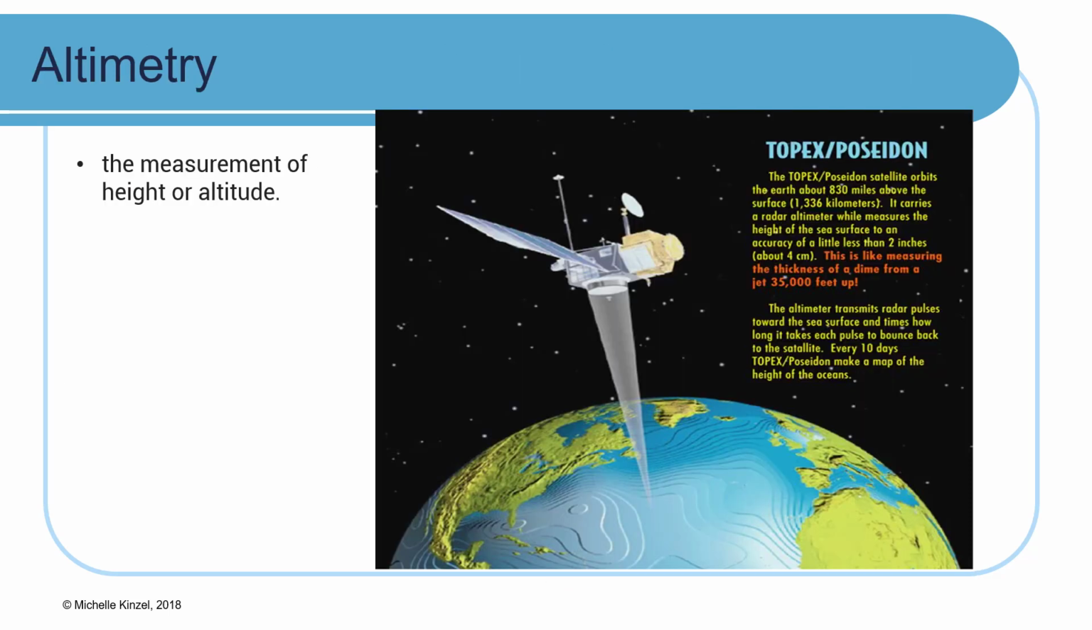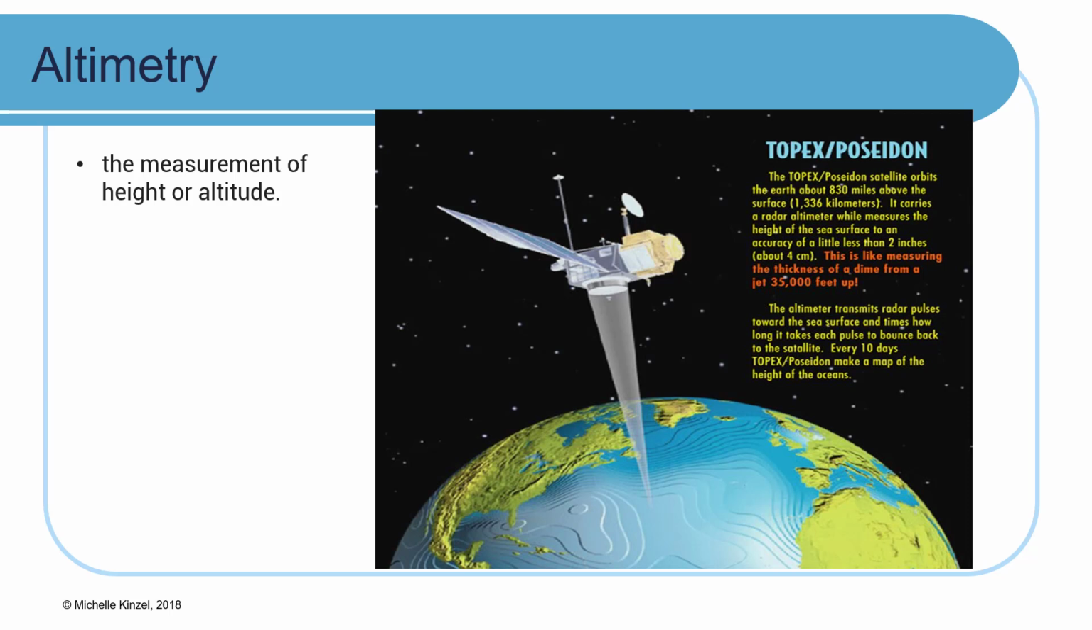Moving on to altimetry, it is defined as the measurement of height or altitude. This is an example of the TOPEX Poseidon mission. It orbits Earth at about 830 miles above the surface. On board is a radar altimeter that measures the height of the sea surface to an accuracy of less than 2 inches, which is pretty phenomenal. If you're getting that much accuracy from 830 miles away, that's pretty phenomenal technology. And it would be like measuring the thickness of a dime from a jet that was 35,000 feet up.